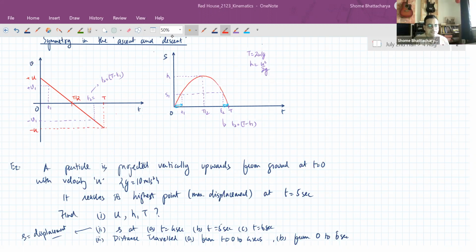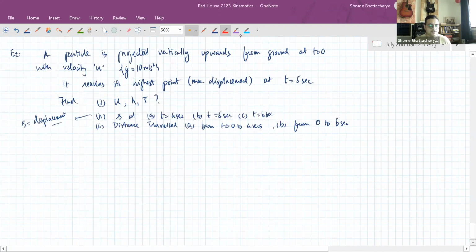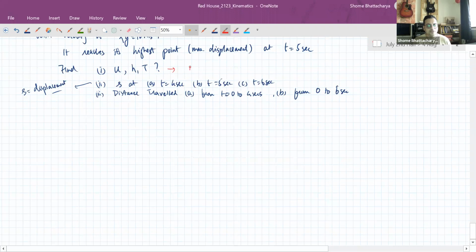Okay, very good, Adinath, that's correct. So most of you have got the answers correct now. So I'll just put up the answers here. This is 50 meters per second. Maximum height will come out to be 125 meters. And the total time will come out to be 10 seconds.